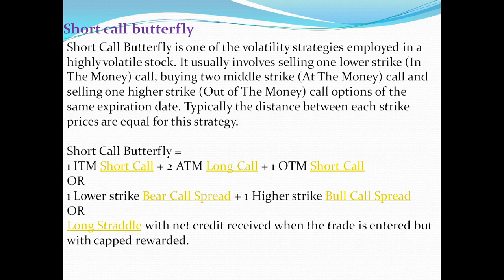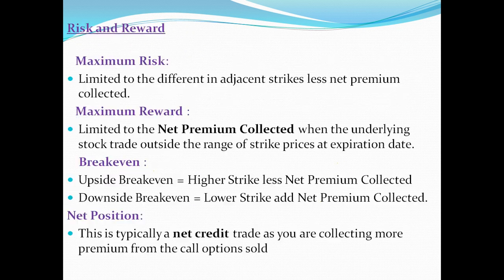How can we form a short call butterfly? Short call butterfly equals 1 ITM short call plus 2 ATM long calls plus 1 OTM short call, or there is another option, 1 lower strike bear call spread plus 1 higher strike bull call spread, or a long straddle with net credit received when the trade is entered but with capped reward. So what is the risk and reward?